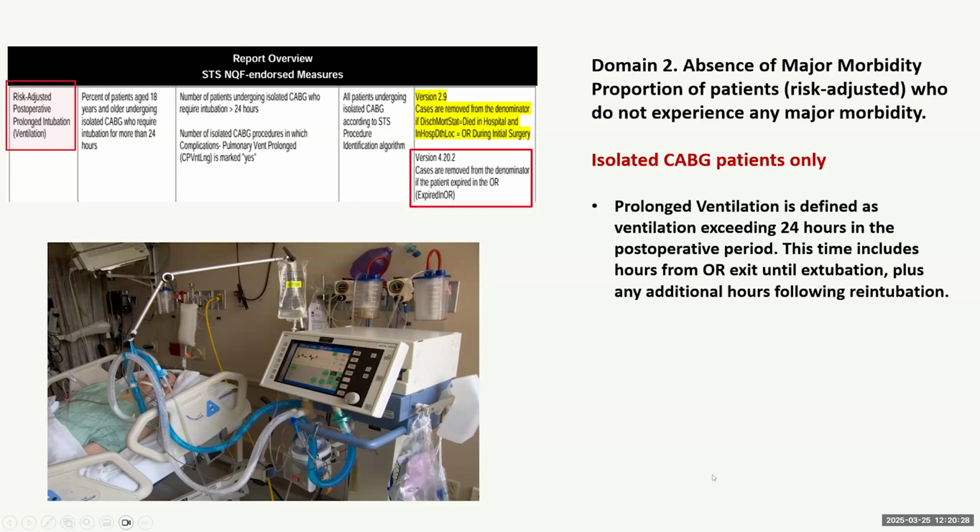Prolonged vent is defined as ventilation exceeding 24 hours in the postoperative period. This time includes hours from OR exit till extubation, plus any of the additional hours that may occur if the patient is re-intubated. And it is greater than 24, so 24.2, that's prolonged vent. 24.4, that's prolonged vent. Okay.